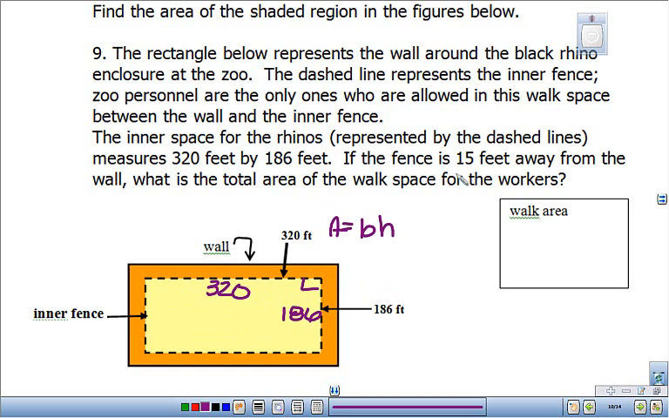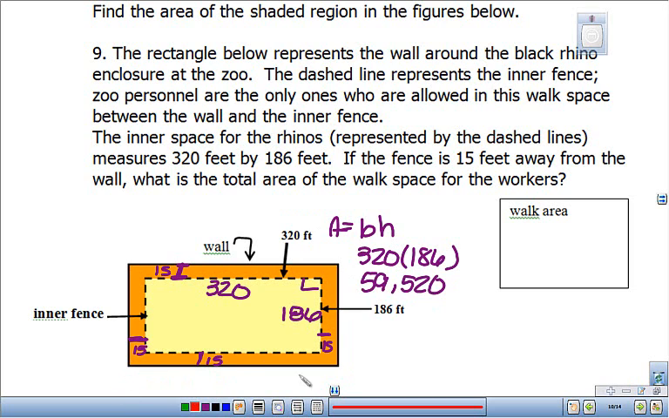Okay, the fence is 15 feet away from the wall, so this distance right here between the two is 15 feet. All the way around, it's 15 feet. Okay, top, bottom, left, and right. This distance is 15. So we're going to find the inner rhino space first by doing 320 by 186. And that gives you 59,520. Okay, so that's inside.